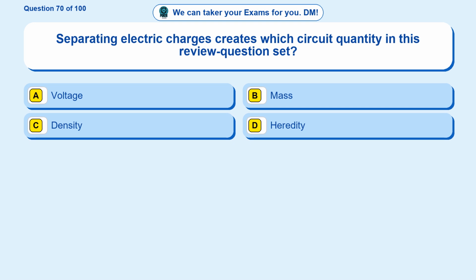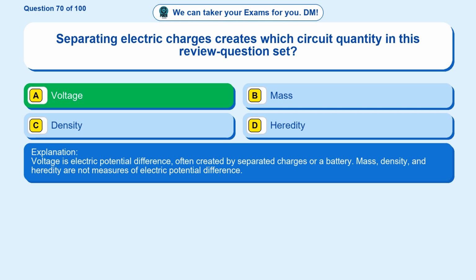Question 70. Separating electric charges creates which circuit quantity in this review question set? Option A, voltage. Option B, mass. Option C, density. Option D, heredity. The correct answer is option A. Voltage. Voltage is electric potential difference, often created by separated charges or a battery. Mass, density, and heredity are not measures of electric potential difference.